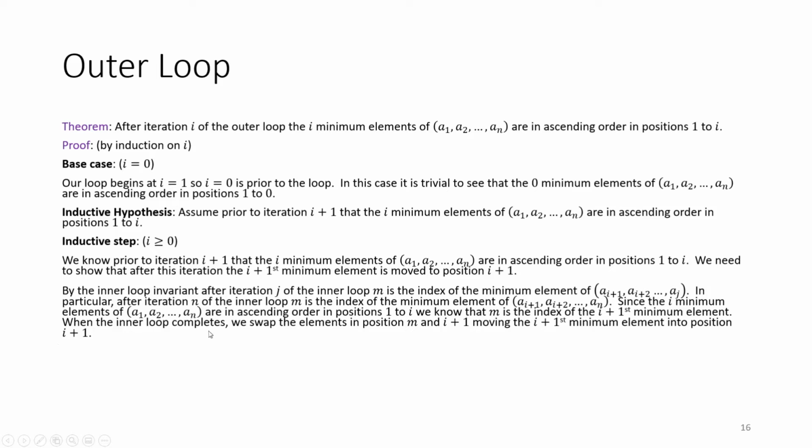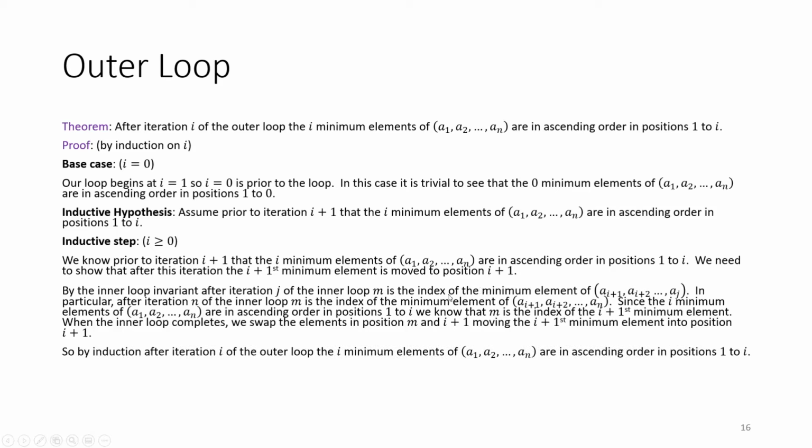Great. Well, what do we do with it? When the inner loop completes, we swap that element into position I plus 1. That's where it belongs because it's the I plus first minimum element. So we've swapped it into the right location. That's what we were trying to prove. So we're done. By induction, after iteration I, we've now shown that these I minimum elements are in the right position.